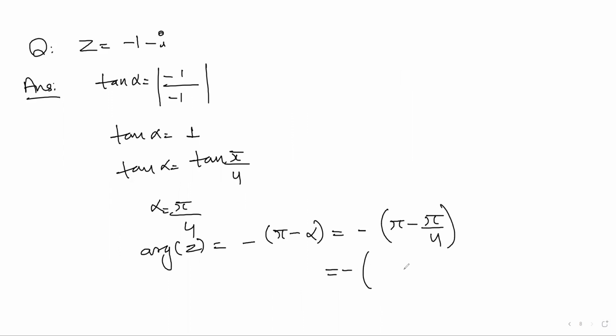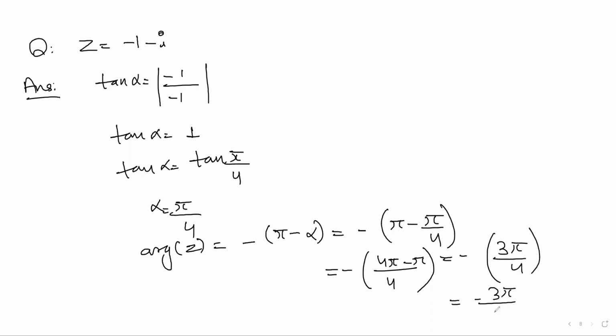So calculate it. Okay, take LCM. This is 4 pi minus pi, so this is 3 pi by 4. So this is minus 3 pi by 4. Okay. Safan, Iqra, this clear? Yes, sir. Okay. Abdullah, this clear?